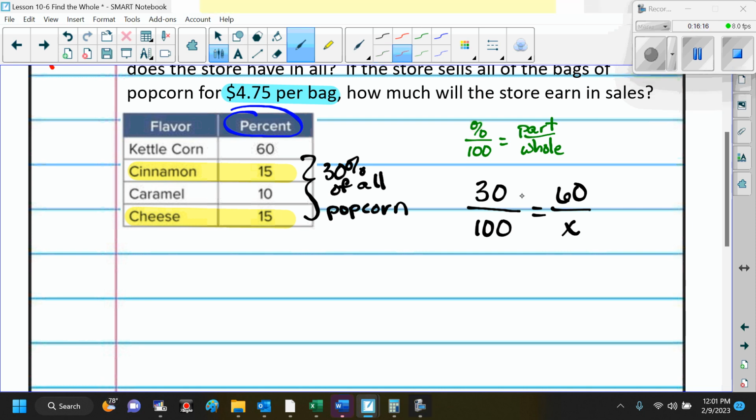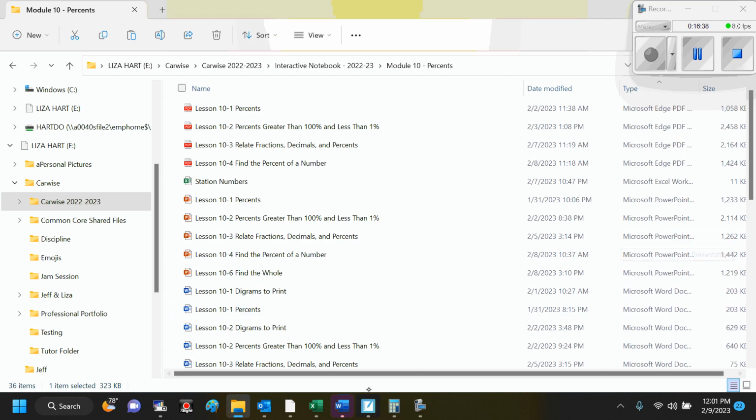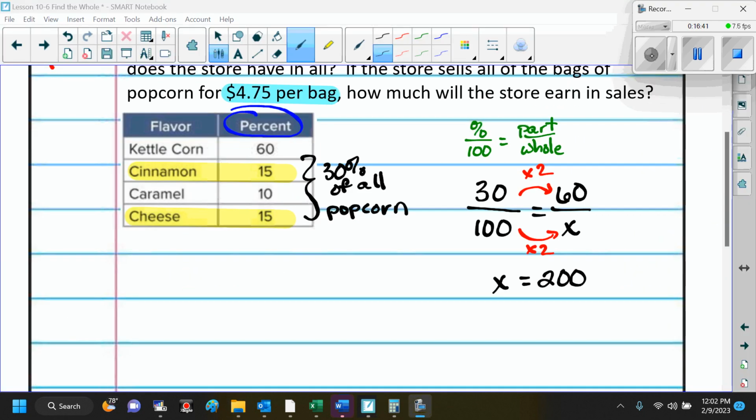So here, I'm just going to go ahead and use equivalent ratios, because 30 times what equals 60? Times 2. So now I can just multiply 100 times 2, and that's going to give me 200. So x is equal to 200. 200 what? Bags. Okay, so x is equal to 200. 200 what? Bags in the entire inventory, right? So 200 bags in inventory, in full inventory. I'll say full inventory.